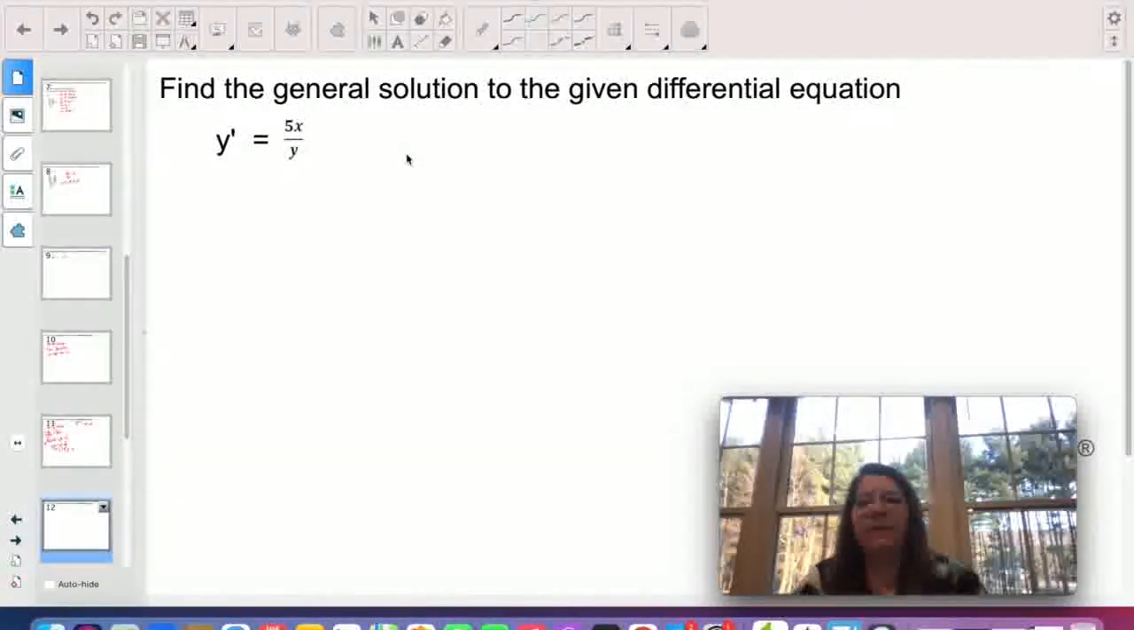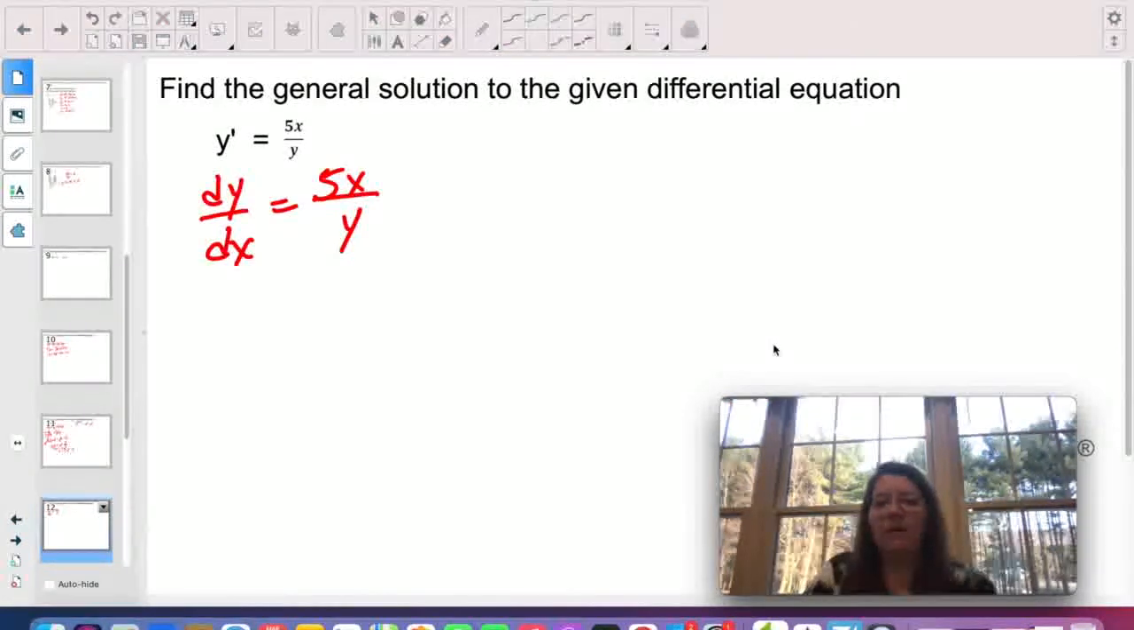Here it says find the general solution for the given differential equation. y prime is equal to 5x over y. Now let's think about what y prime is. Isn't y prime the same thing as dy over dx? So you have to understand that y prime is dy over dx because in order to find the general solution, we have to separate the variables here.